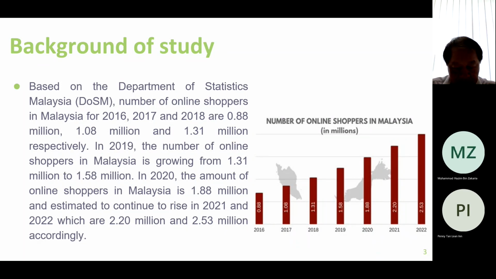Basically, you can see in Malaysia, especially, the statistics from the Department of Statistics show that the number of online shoppers in Malaysia is increasing. You can see the figure here from 2016 to 2021. I foresee that the number of shoppers is going to increase. In 2016 it was 0.88 million, but in 2021 it increased to 2.2 million. Then they expect that by the end of 2022, the number will increase to 2.53 million.